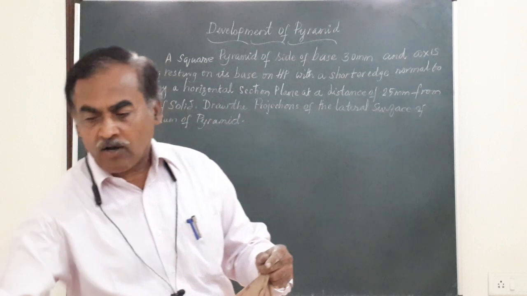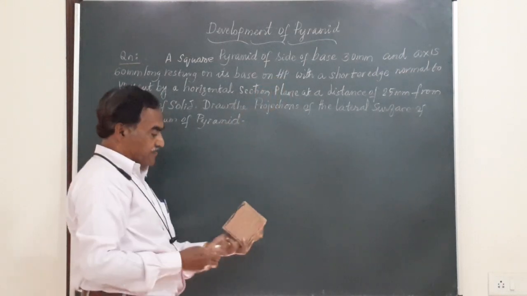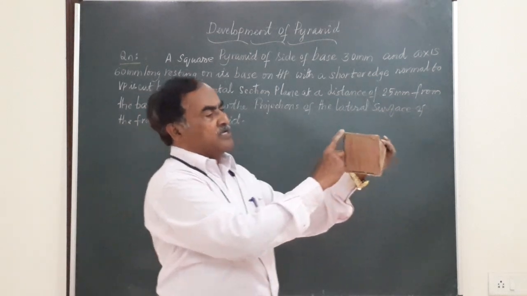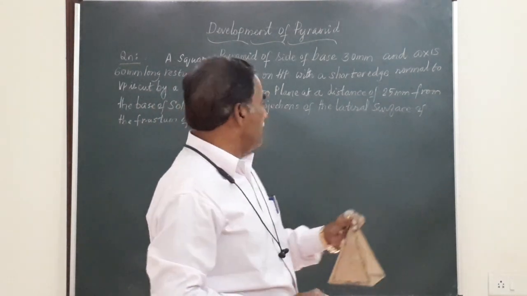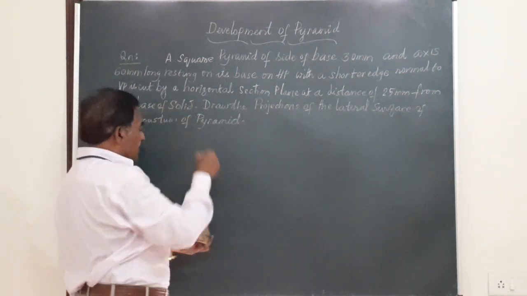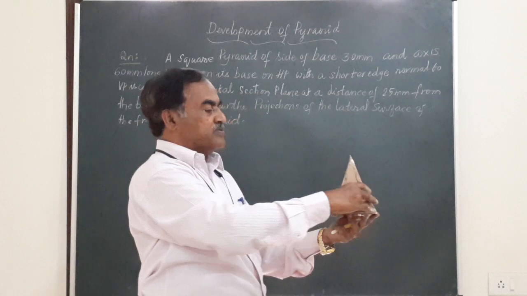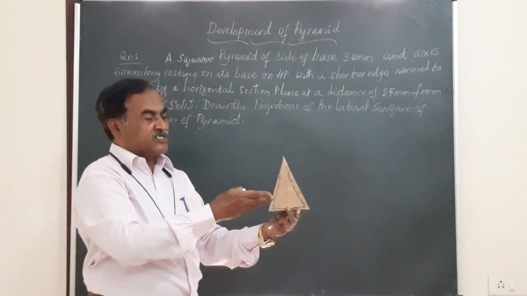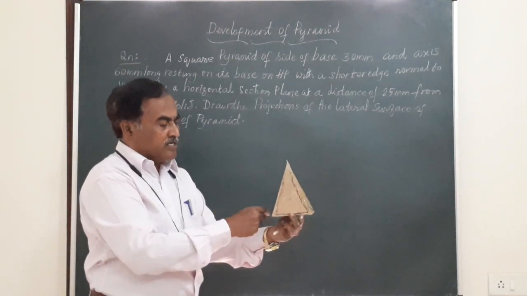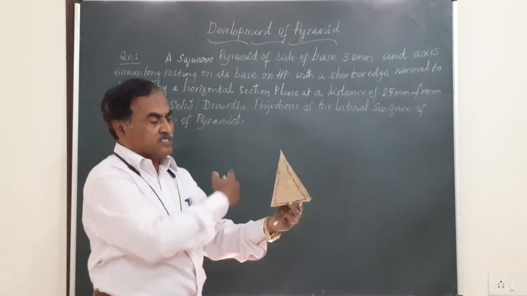Now let me place the object on HP as per the given condition and then show the section plane. So here you have a square pyramid having side of base 30 mm. All the sides are 30 mm and it is resting on HP on its base with a shorter edge normal to VP. Four edges are there, 1, 2, 3, 4. I place the object on HP like this. The condition is also the same if they say one of the shorter edges is parallel to VP or two shorter edges normal to VP. Here I will take this edge as the edge which is normal to VP.